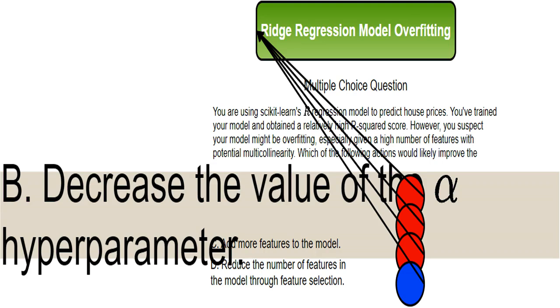This option would worsen overfitting, as reducing alpha reduces regularization strength. Think of it as giving the model more freedom to fit the training data perfectly at the expense of its ability to do well on new data.